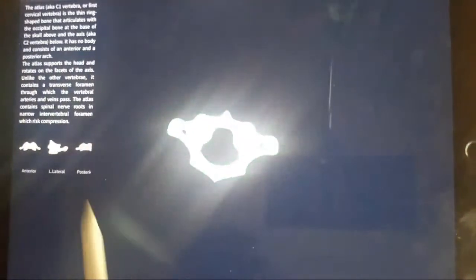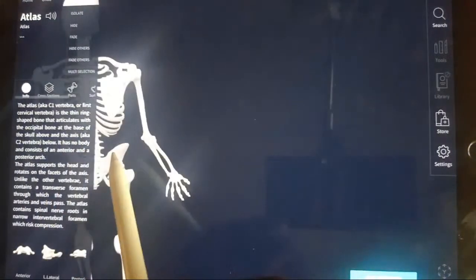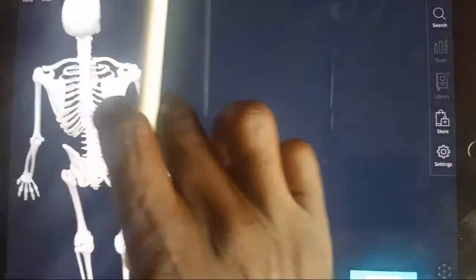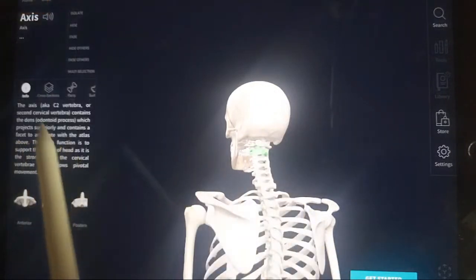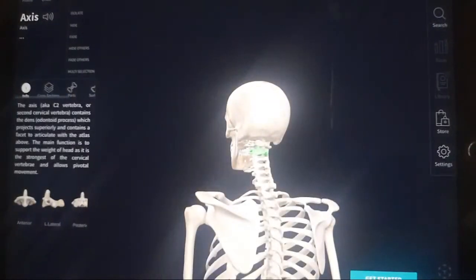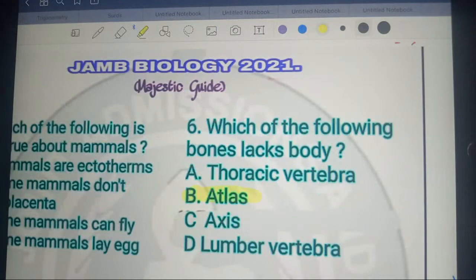I'm going to highlight another. Okay, the second cervical bone is actually the axis, as you can see here. I've highlighted the axis. So in isolation, you see there is a body, there is thickness, there is a thick base. It has a body, unlike atlas. So among the bones listed in that question, it is the atlas that lacks centrum. That is, atlas lacks a body. We now go back to our note. So question number 6 answered.